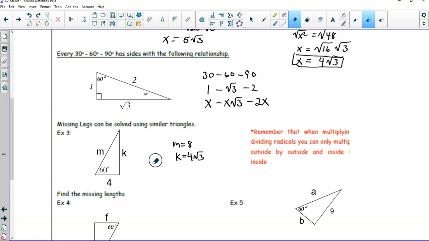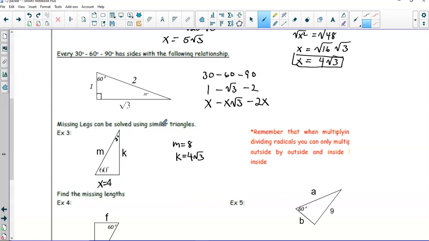I took a look at my formula. So 30 is x right here. So across from the 30-degree angle, which is right up here, across from that is x. So that means x equals 4.